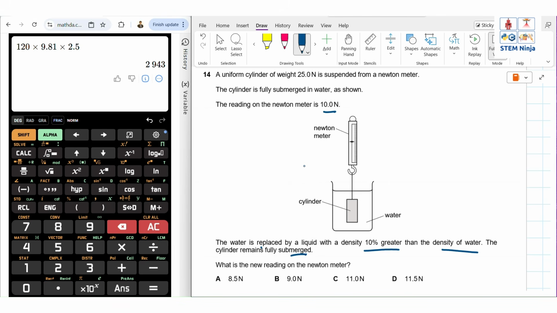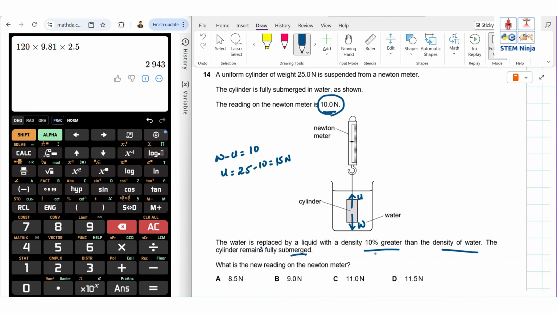Okay, so first off, we need to understand what is exactly happening. So this is the weight, and in this direction it is the upthrust. So the difference between them is shown as 10 newtons. So weight minus upthrust is the effective weight, that is shown as 10 newtons. Weight is given as 25 newtons, so upthrust would be 25 minus 10, which is 15 newtons. And if it stays completely submerged, upthrust would remain the same.